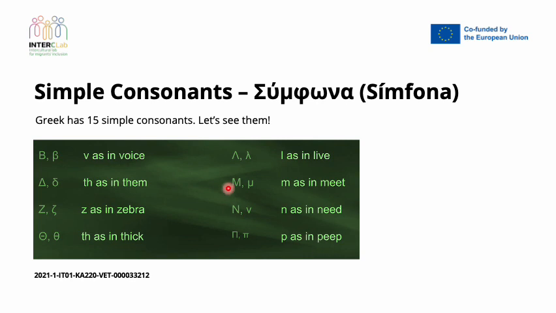Let's go over them quickly one more time. So we have V, th, z, th, l, m, n, p. Okay? Voice, them, zebra. Thick, live, meet, need, peep.